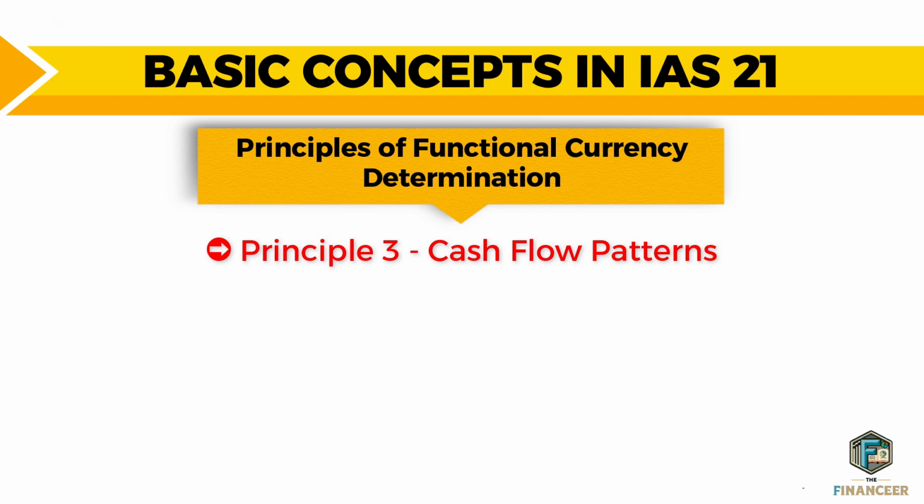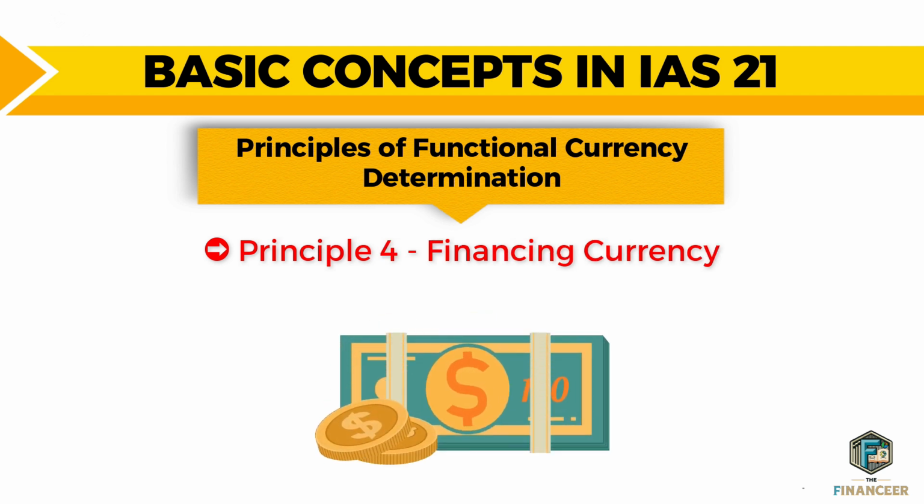The next principle to consider when it comes to the primary economic environment, as we explained in the previous module, is to look at the cash flow, whether these cash flows are in or out. So the cash flow patterns emphasize the importance of the currency in which the entity generates and expends cash flow. And principle number 4 is to look at the financing sources. These financing sources can be from capital or from loans or borrowing. So the currency in which the financing is obtained can also influence the functional currency determination.